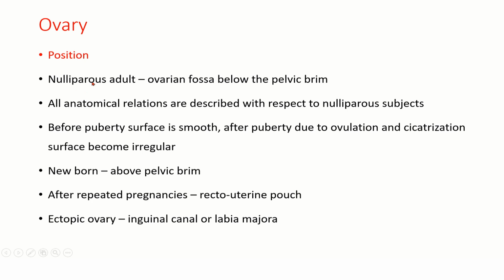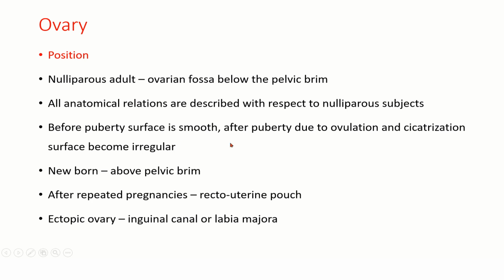So if you see the position of the ovary in nulliparous adults, it lies in the ovarian fossa below the pelvic brim. So whatever anatomical relations we are speaking is with respect to the ovary in nulliparous adult.